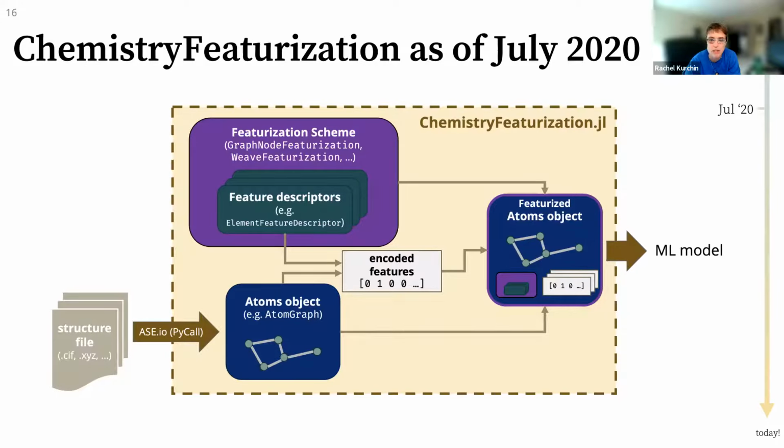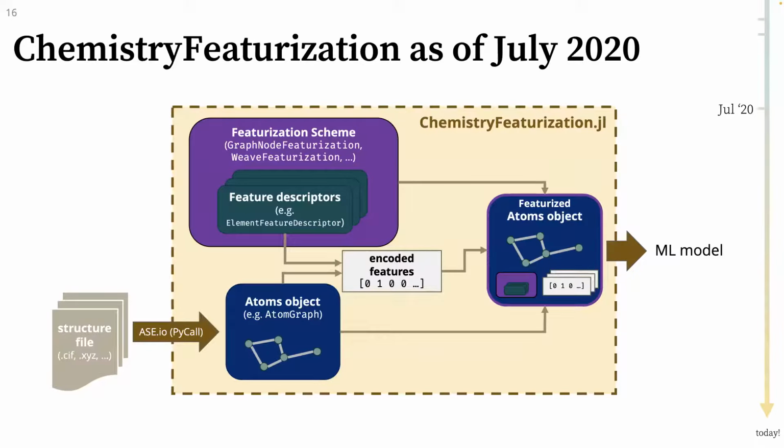So maybe I'll pause here again for a moment in case there are any other questions. Again, with the caveat that a lot of the terminology is still the same, but the actual way that chemistry featurization works now is a bit different. And I'll show that in a live demo if there's some time at the end. But are there questions about this idea and the design principles that I've laid out or anything like that?